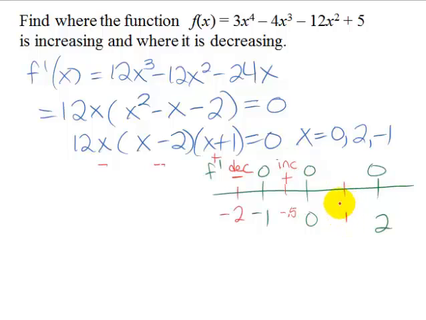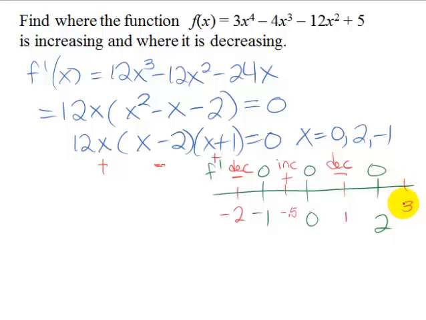Now let's try putting in a 1. Putting a 1 in here is positive. Putting a 1 in here is negative. Putting a 1 in here is positive. So I have a positive times a negative times a positive, which is negative. And so the graph is decreasing on the interval from 0 to 2.